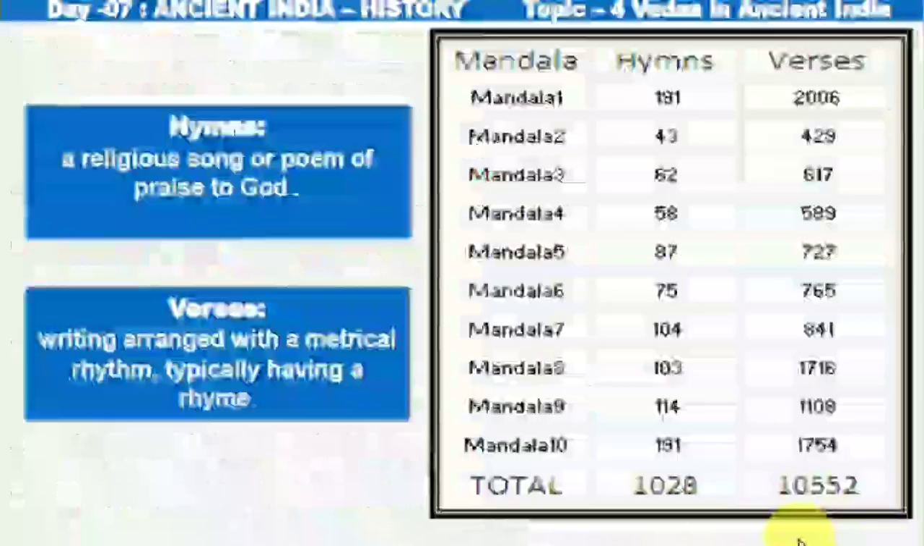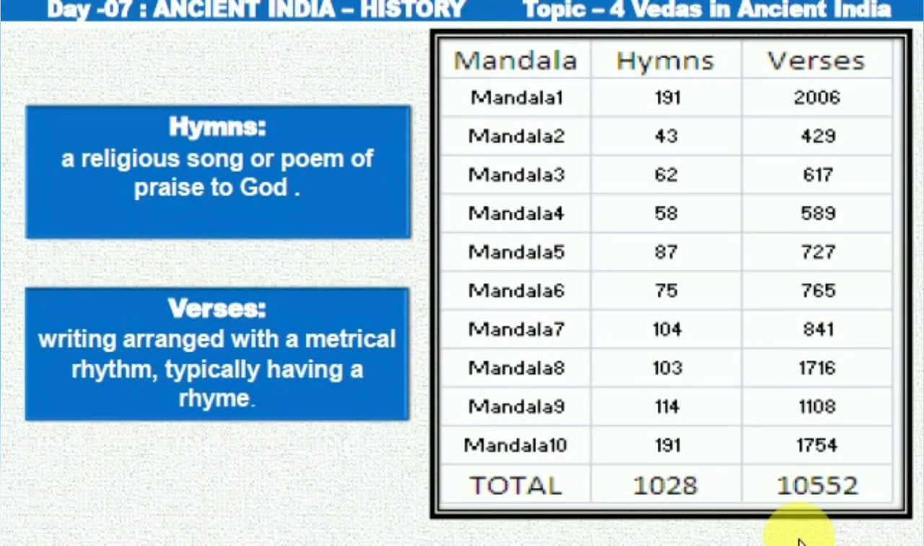Next, now we can see here mandalas, hymns and verses. As I have told you, Rig Veda has 10 mandalas. 10 mandalas mean 10 parts. And hymns, what are hymns? A hymn is a religious song or poem of praise to God. We are saying our prayers to God through a poem or in a rhythmic form. The poem is the hymn, and the rhythmic form that we are using is known as verses.